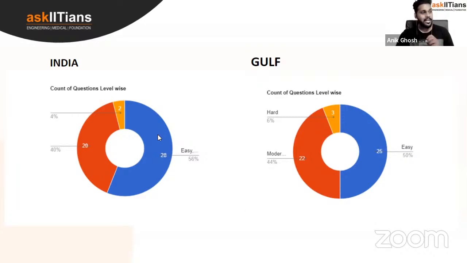As you can see over here, in the Indian paper, 28 questions were straightforward, easy questions. But for the Gulf paper, there were 25 questions. This is completely my analysis, but I feel like they were completely easy. Now, if you go for the moderate level questions, over here this is 20, over here this is 22. This 22 is where people are much more concerned about what type of questions they are, whether they are difficult and all. Again, guys, these moderate level questions in the Gulf paper were not difficult. They were much more conceptual. So that is where things are getting a bit here and there.